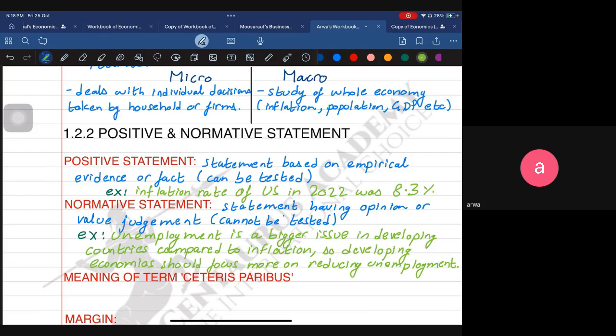You can ask one group of people, they will say yes, unemployment is a bigger issue. If you ask another group of people, they might say no, inflation is a bigger issue. So it depends on a person's judgment. And then the second part, developing economies should focus more on reducing unemployment, is also a person's opinion. Economies may want to focus more on inflation because they think that's the bigger issue. There are also keywords that give it away: the words bigger, should, and compared are all telling you that it's a normative statement.